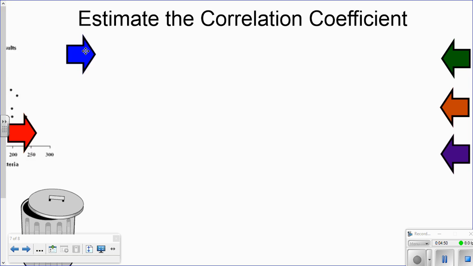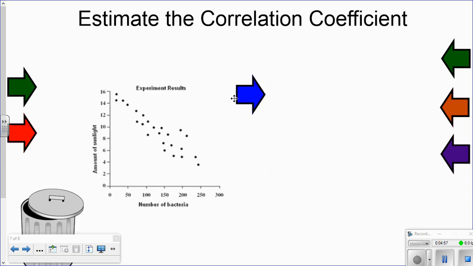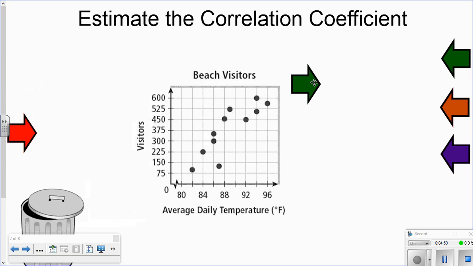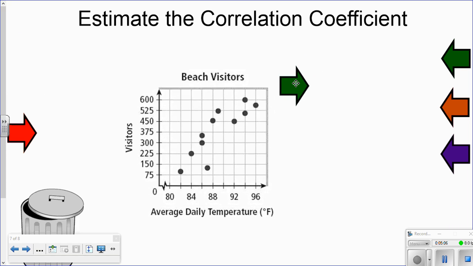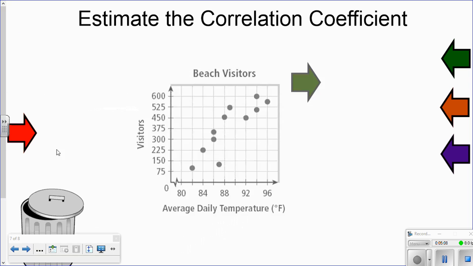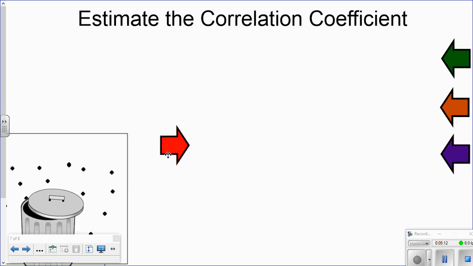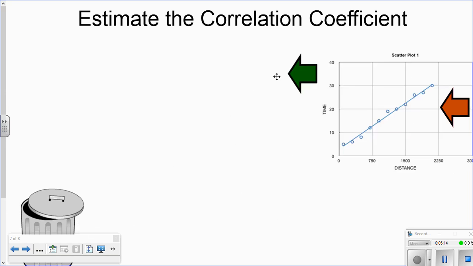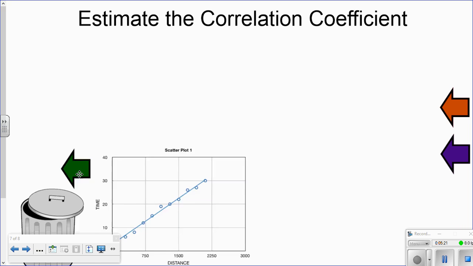So just a few more estimating. That one is definitely negative, and I'd probably give it a -0.8. This one is positive. Again, the points are going to be pretty close together. So positive 0.8, maybe 0.7. And this one is definitely no correlation, so 0. And this one, oh, it's definitely positive. And see how close they are? So I might give that a 0.9.